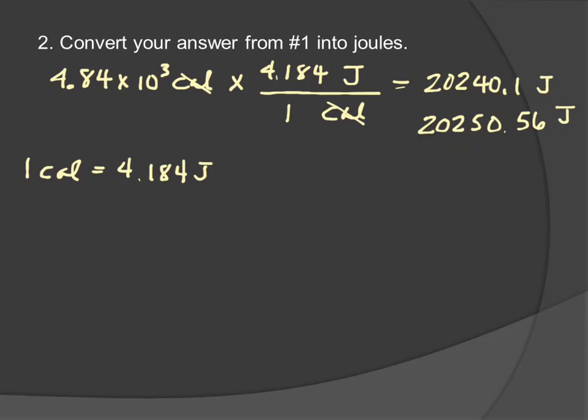How many significant figures should this answer have? 3. So there's 3, and here's 3. Now we're rounding in the hundreds place. We definitely need scientific notation. This first one is not going to round up. That's going to end up being 2.02 times 10 to the 4th joules. The one on the bottom is going to round up to 2.03 times 10 to the 4th joules.